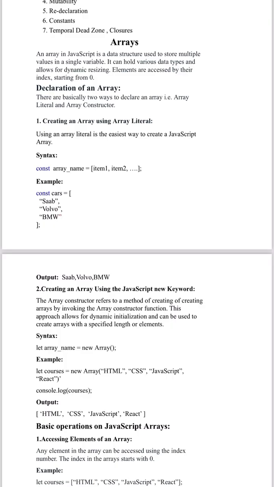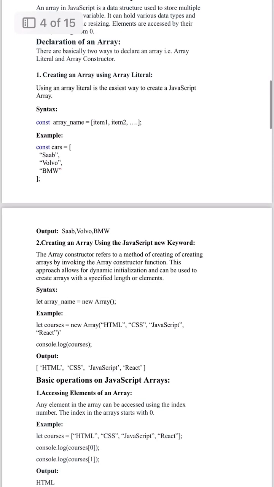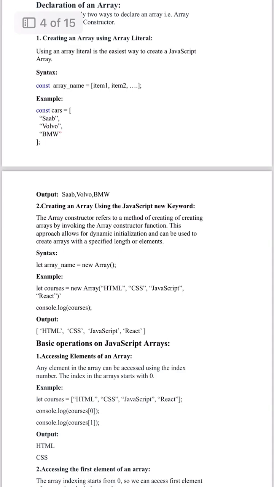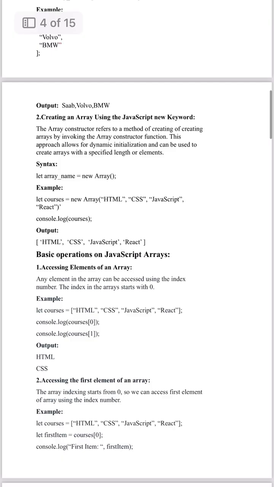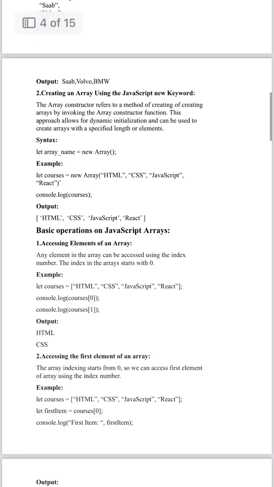Creating an array using array literal. Using an array literal is the easiest way to create a JavaScript array. You can see the syntax and example here. Creating an array using the JavaScript new keyword. The array constructor refers to a method of creating arrays by invoking the array constructor function.